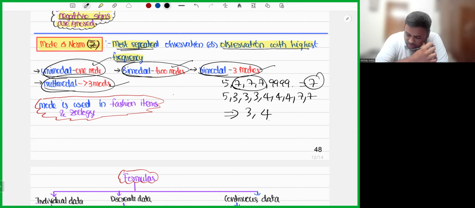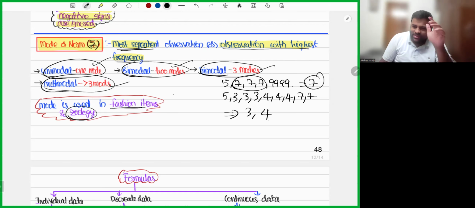Now, where will you use this mode? You will use it in the case of fashion items and zoology. In fashion items, so many repetitions will be there, right? So there you will be using it. And even in the case of zoology you will use it. I don't know why they use it in zoology, but they say so.